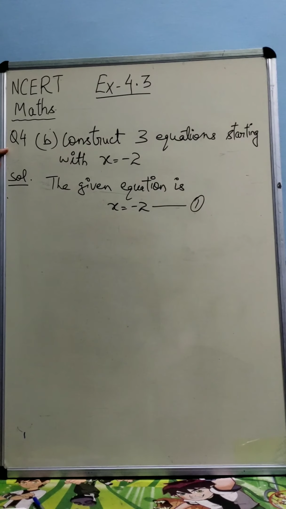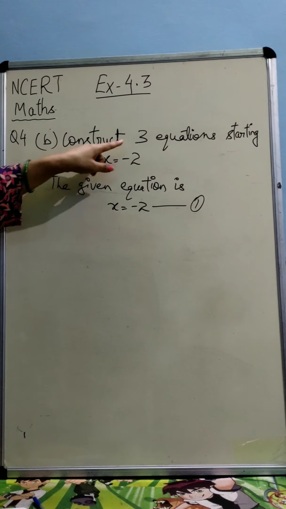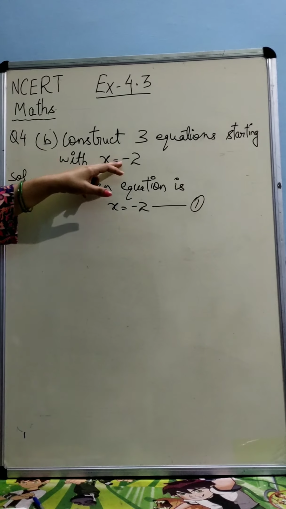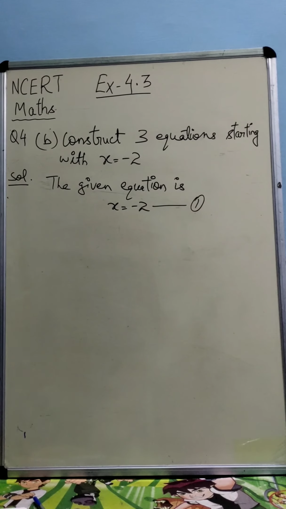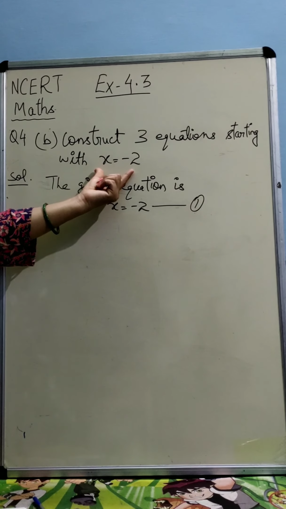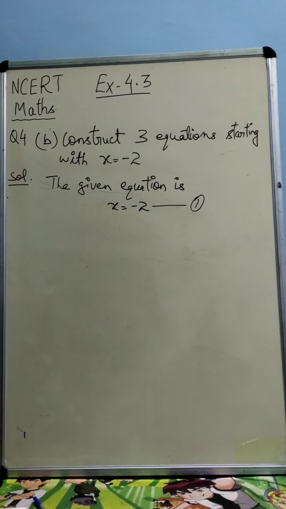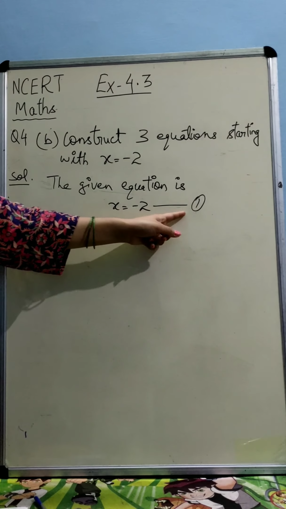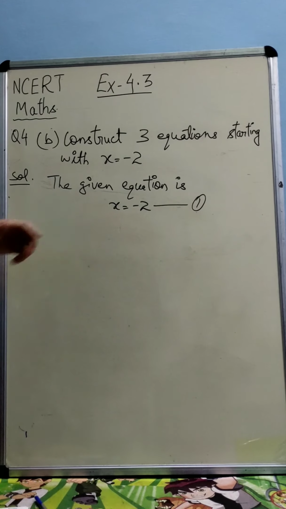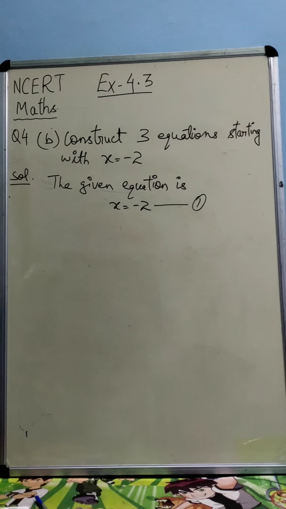Now students, we will do question number 4. The B part. Construct 3 equations starting with x is equal to minus 2. X is equal to minus 2 is the given equation. And we have to use this equation and form 3 more equations. So first we will write the given equation, x is equal to minus 2, and we will give it number 1. Now we have to form 3 more equations using this.